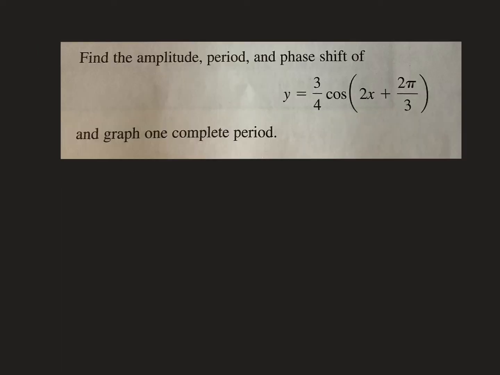Let's try one more here. This time cosine. Y equals 3/4 cosine 2x plus 2 pi over 3 and graph one complete period. So the same thing this time except it's cosine. And I'm going to do something that's going to look a little strange to you, but you have to do this to make it work out the way we like it to.